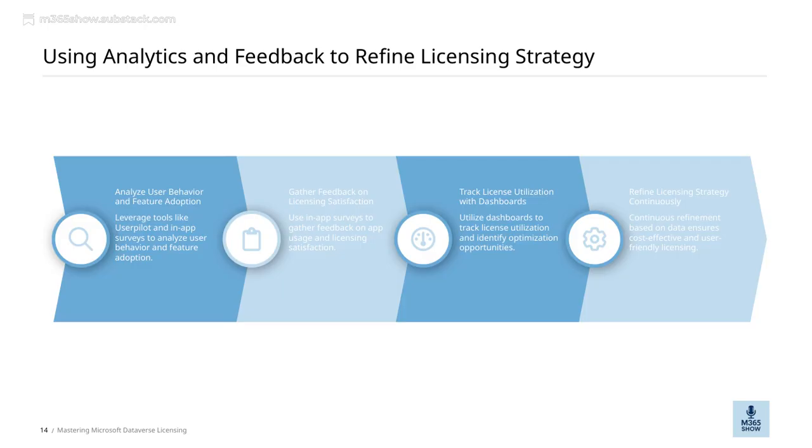Next, gathering feedback directly from users is crucial. We can use in-app surveys to understand how users feel about the licensing and whether they're satisfied with their experience. This feedback helps us identify pain points and areas for improvement. Finally, tools like UserPilot and in-app surveys enable us to analyze user behavior and see how features are being adopted. By understanding these patterns, we can make smarter decisions about licensing and feature deployment, ensuring our strategy stays aligned with actual user needs. Remember, refining our licensing approach is an ongoing process. Data and feedback are our best allies in making sure we're both efficient and user-centric.